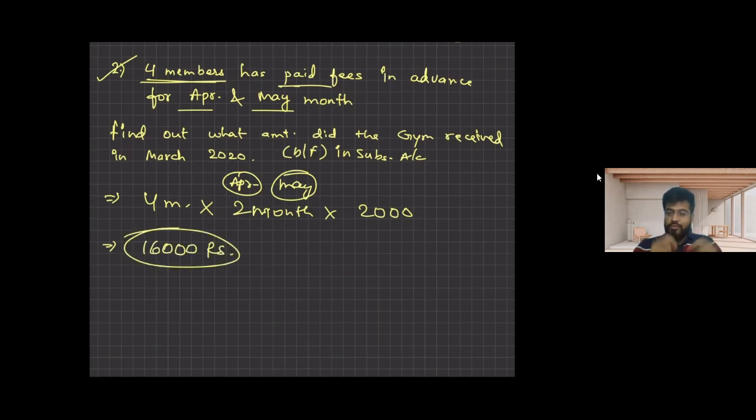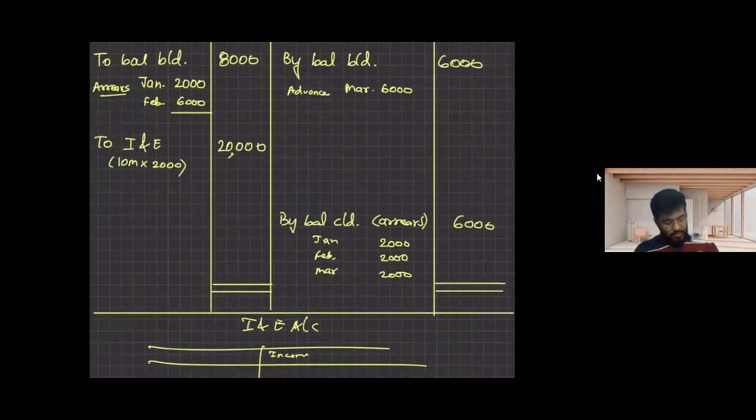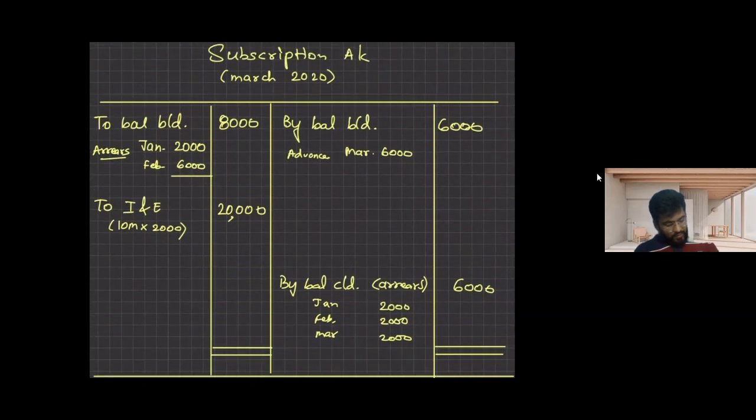This is not the income of the March month. This will be carried down to the next month. So in my subscription account, I will write to balance carried down, which is advance I have received for the month of April and for the month of May. So there were four members who have paid the fees in advance. So April fees was 8,000, 4 into 2, that is 8,000, and May month fees was also 8,000. They have paid in advance. That is the balance carried down, rupees 16,000.